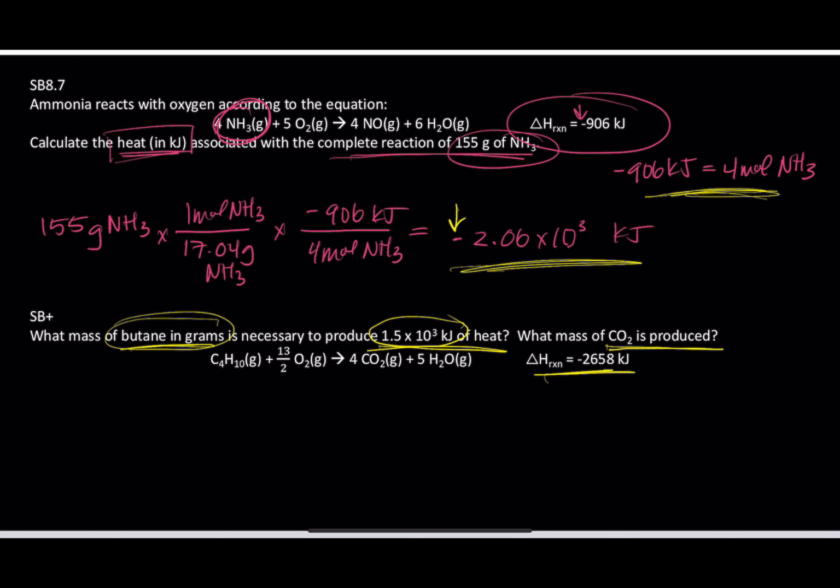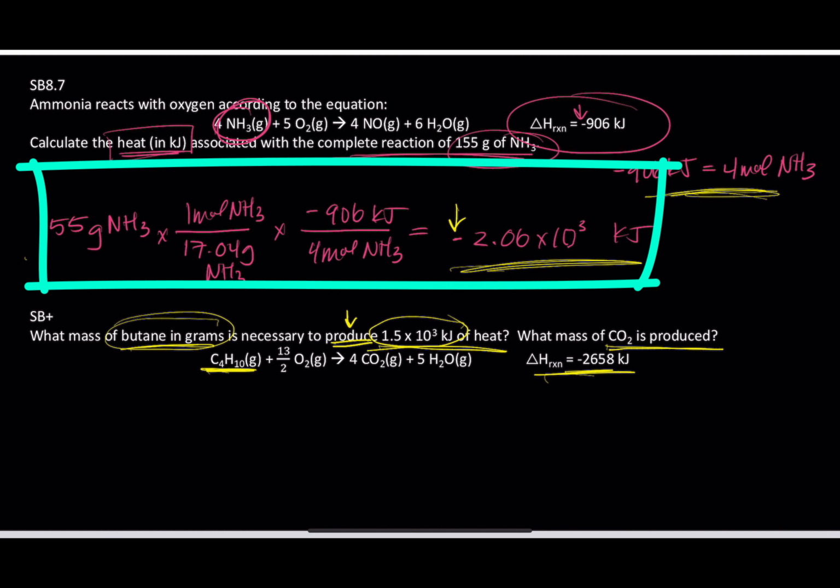Oh my, look, we have a conversion factor that relates heat and everything in my balanced equation. In this case, we want to relate it to butane, which has a coefficient of 1, which is super easy. So what we're going to do is start from our kilojoules, and then do the exact same thing we did here, except it's just backwards.